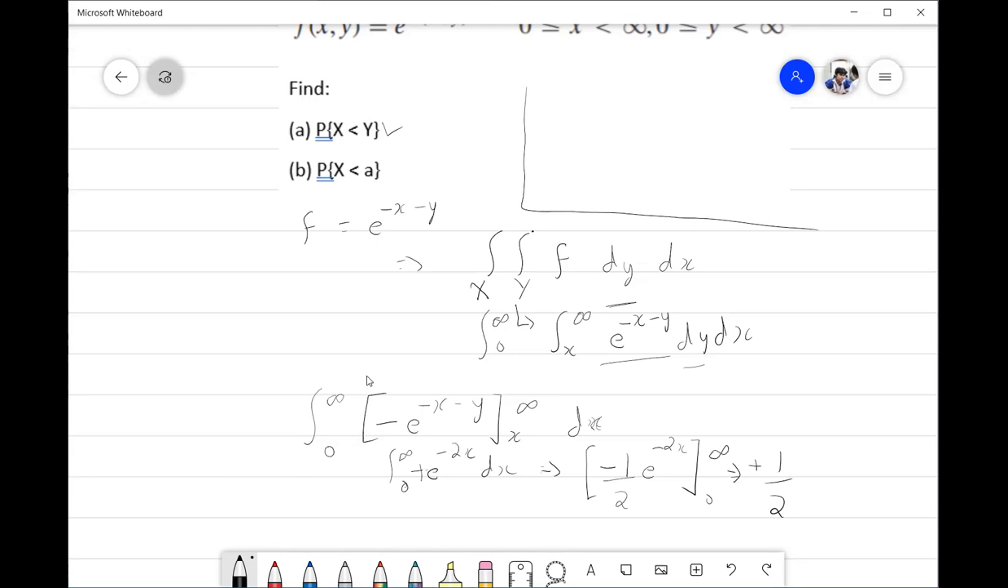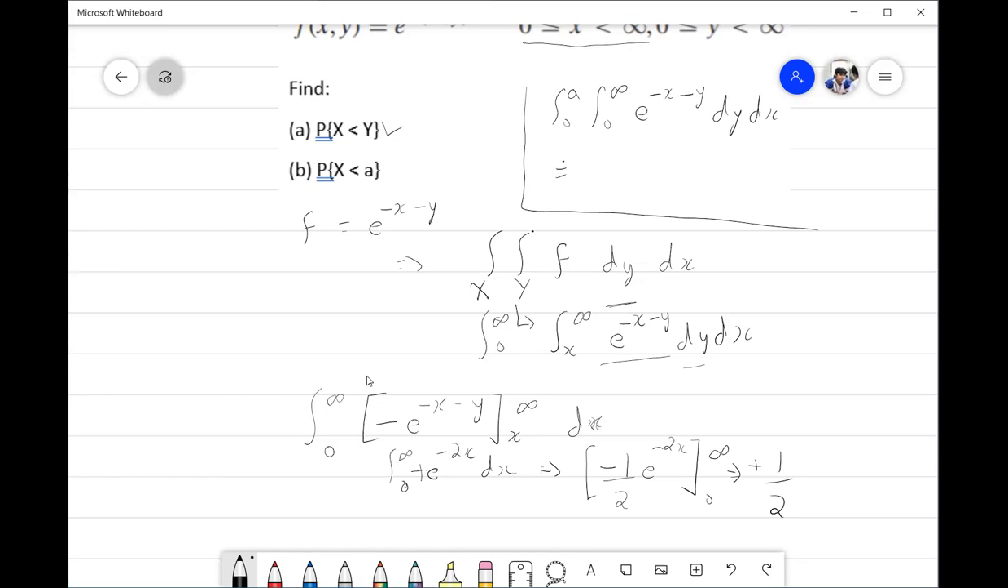And what's the lowest value by default? 0, because they haven't mentioned any information regarding this except for the limits that they mentioned at the start. So it will go from 0 till a. These are your x limits, and y will stay the same as 0 till infinity. E to the power minus x minus y dy dx.